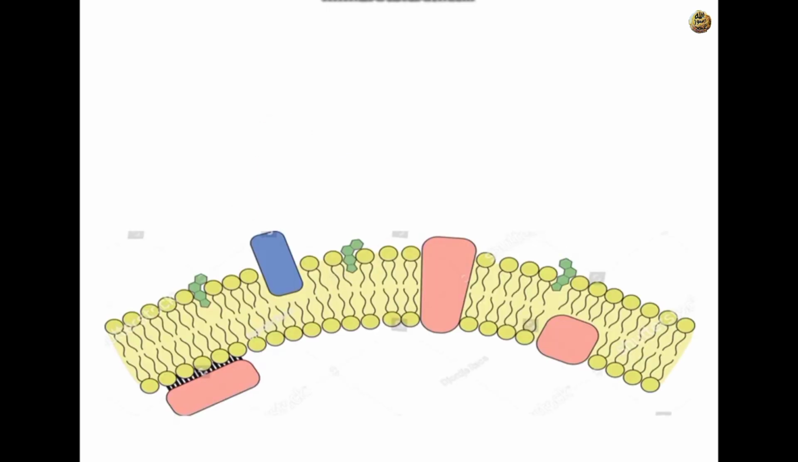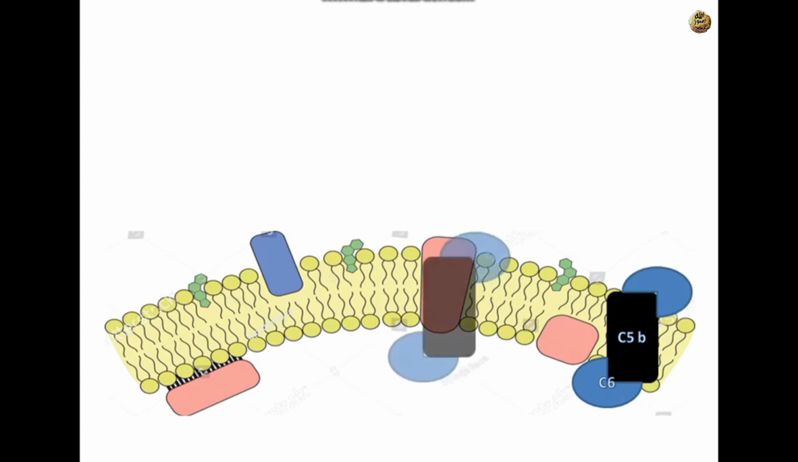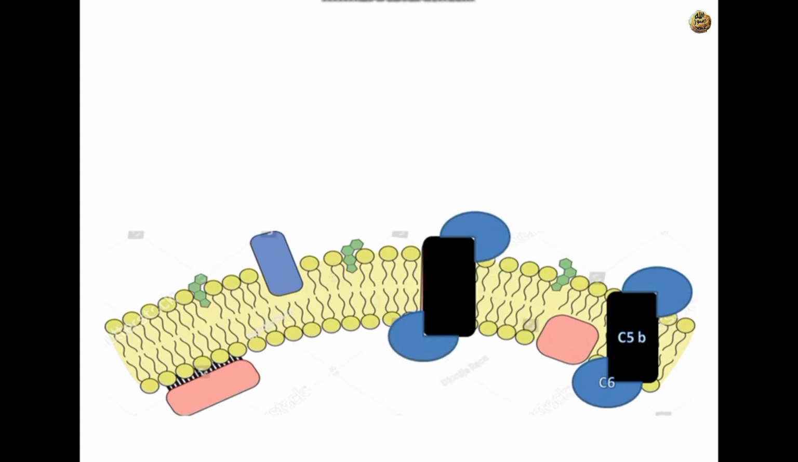Then C5 convertase will act on C5 protein and will cleave it into C5a and C5b. On the pathogen membrane, the C5b molecule recruits C6 and C7 and gets into the membrane of the pathogen. So we get the C5b, C6, C7 complex. Then this complex recruits C8 protein and we get a complex in the form of C5b, 6, 7, 8.